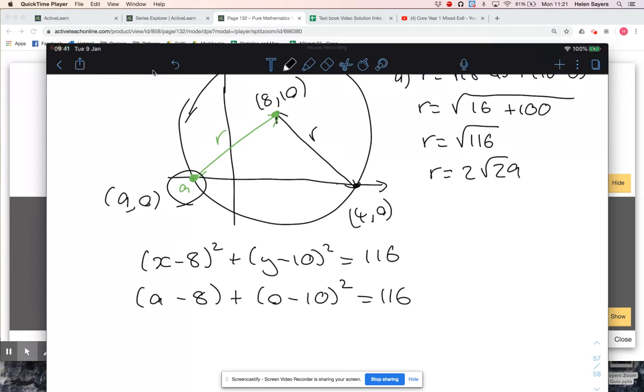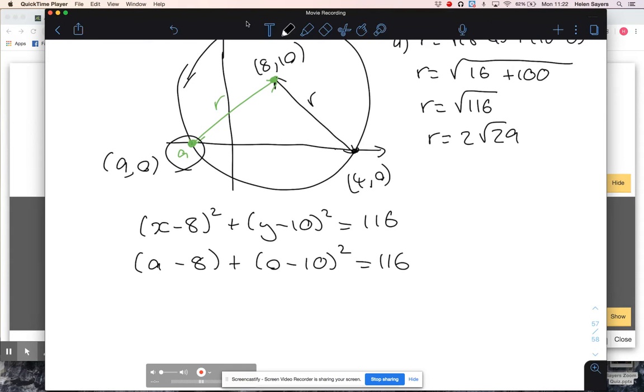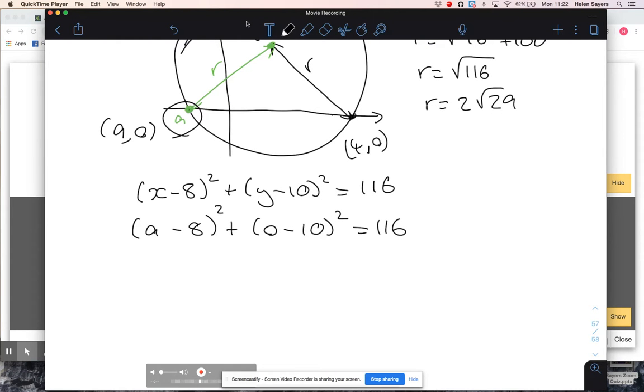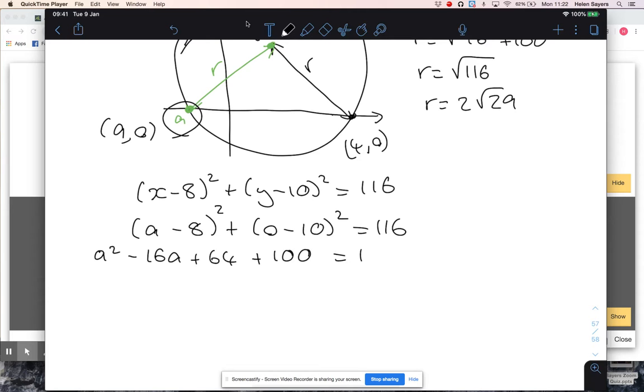And if you did the other method I suggested, so if you did that the distance between (A, 0) and (8, 10) is root 116, you're effectively going to get to exactly the same equation. So it's a different way of describing it, but it's the same maths. I've lost a squared there. So I'm going to square out those brackets. So that will give me A squared minus 16A plus 64, plus (0 minus 10) all squared, which is 100, equals 116.